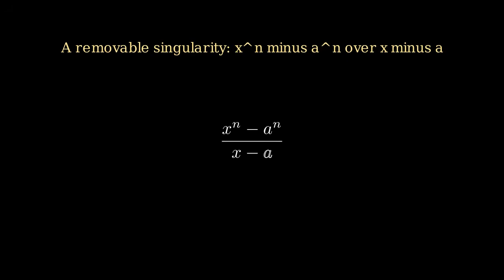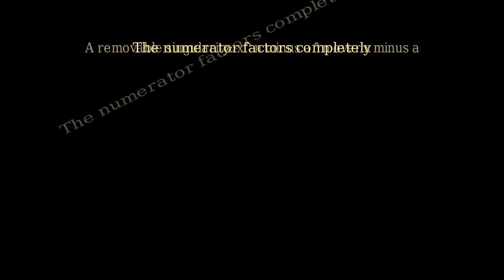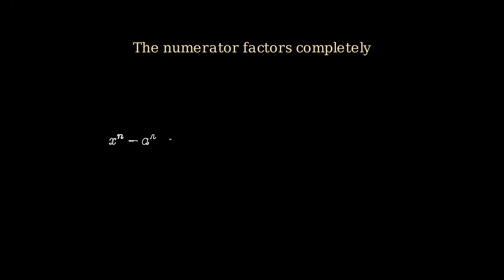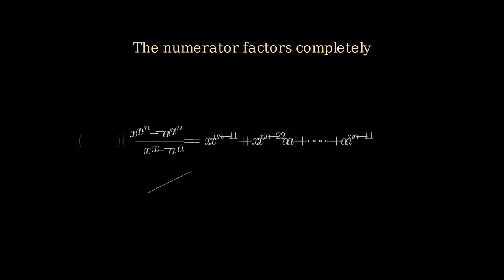Now let's move to removable singularities. Consider the quotient x to the power n minus a to the power n, all divided by x minus a. At first glance this looks undefined right at x equals a, because both top and bottom vanish there. But the numerator factors completely. It equals x minus a times a polynomial made of descending powers of x and ascending powers of a. Dividing by x minus a cancels that troublesome factor exactly, leaving behind a smooth polynomial with no division problem anywhere.